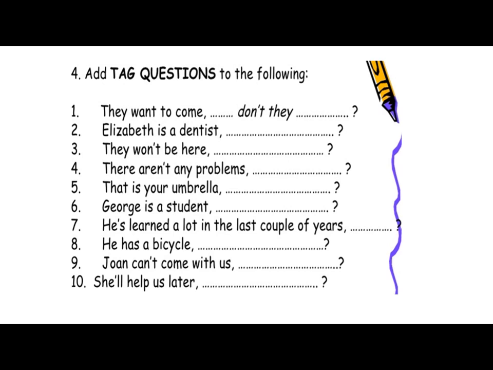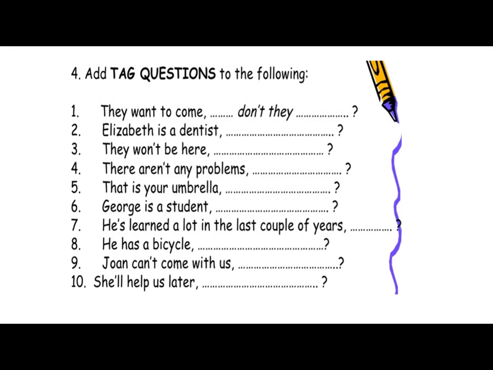Then the fourth exercise, add tag questions to the following. First one is done for you. They want to come, don't they? Elizabeth is a dentist. They won't be here. There aren't any problems. That is your umbrella. George is a student. He's learnt a lot in the last couple of years. He has a bicycle. Joan can't come with us.